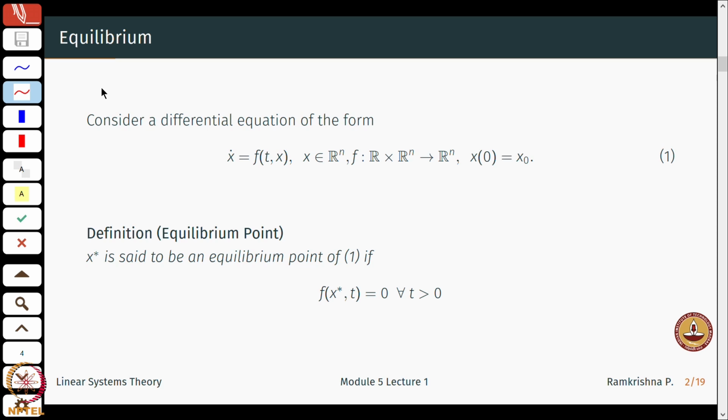So if I consider a differential equation of the form, this could be nonlinear, and also I put the t in just to take into account the time varying nature of it. As usual, x is an n dimensional vector, f is a vector field from R cross Rn to Rn with some initial conditions. The basic definition of an equilibrium point is the following: x star is an equilibrium point of this system 1 if it satisfies this equation, f of x star comma t equal to 0 for all t greater than 0.